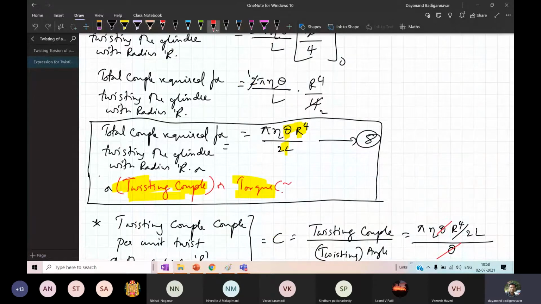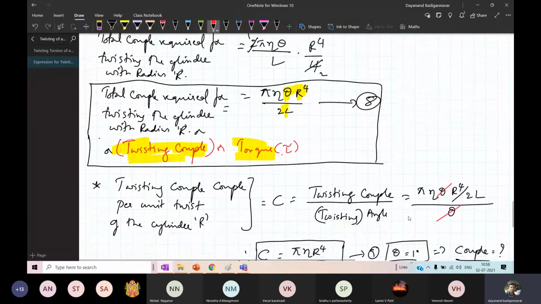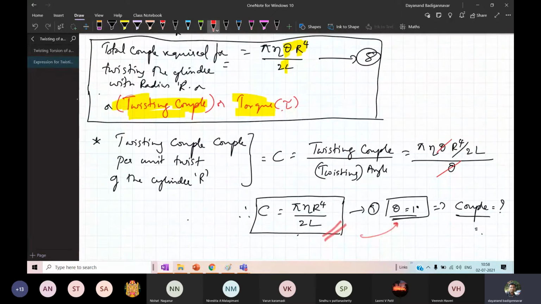Based on this we will do some problems, but before I go to that, the next part. This is a simple term called the twisting couple per unit twist, or couple per unit twist. It's also called just couple per unit twist.